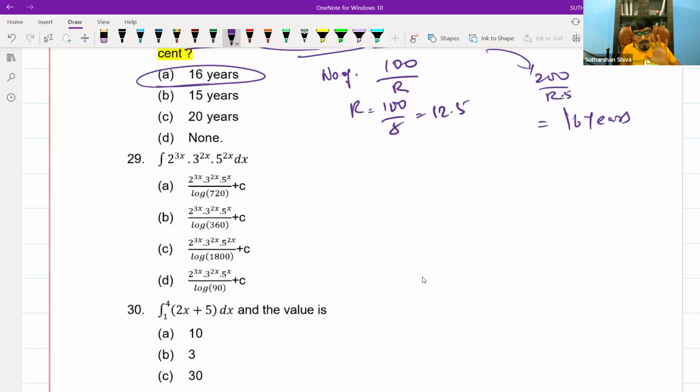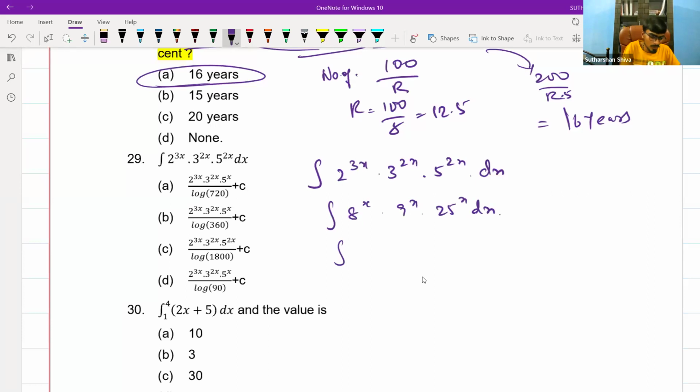Question number 21 is a basic integral problem. Integration of 2 power 3x into 3 power 2x into 5 power 2x dx they have given. So what I will do, I'll first integrate the value. Here the power x is common. So 2 cube is 8x, 3 square is 9x, and 5 square is 25 power x into dx. If I multiply 8 into 9 into 25, I will get 1800x into dx.